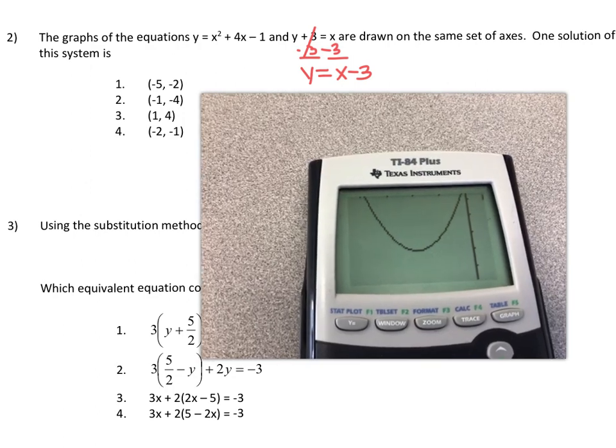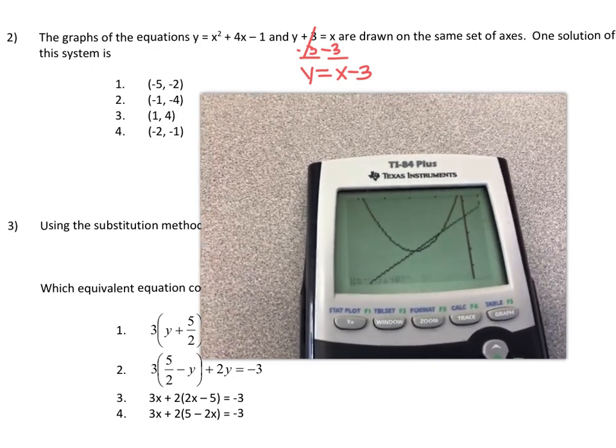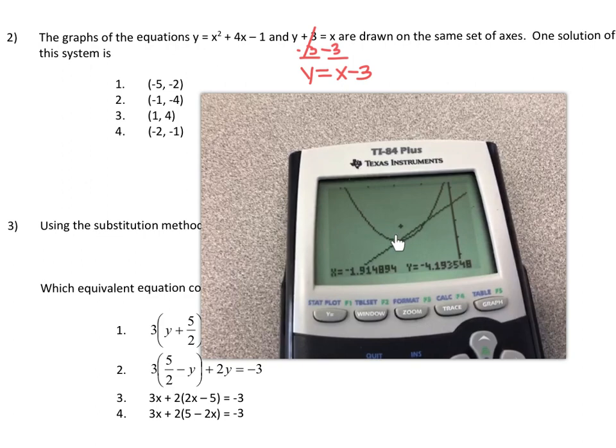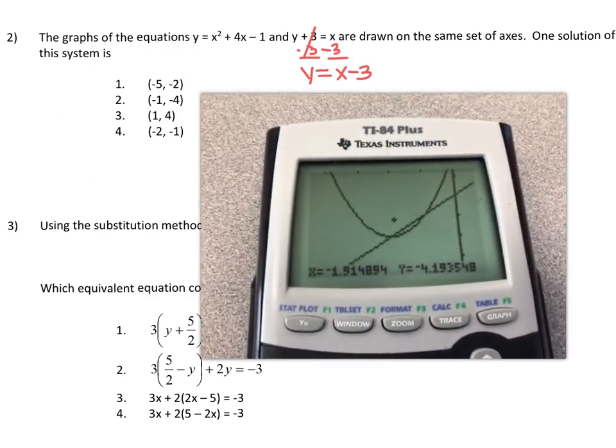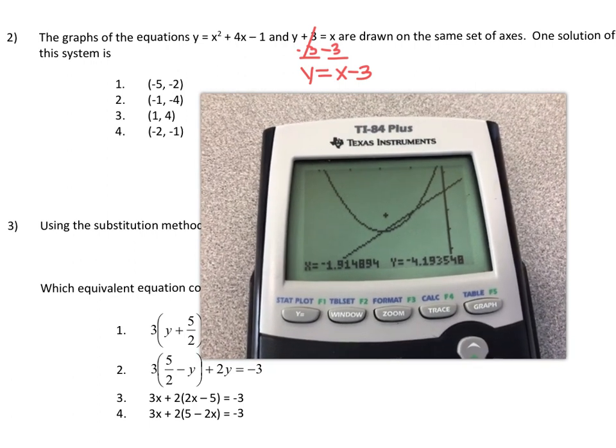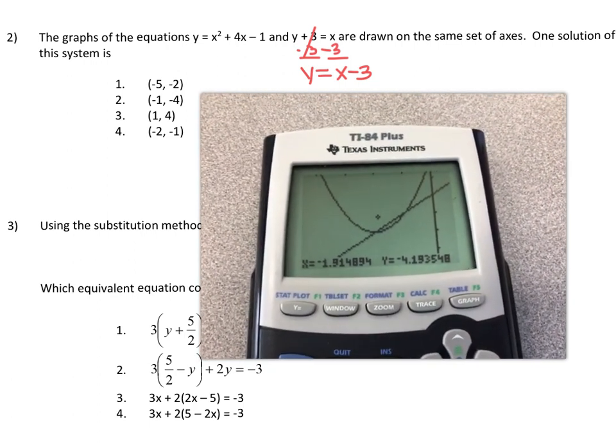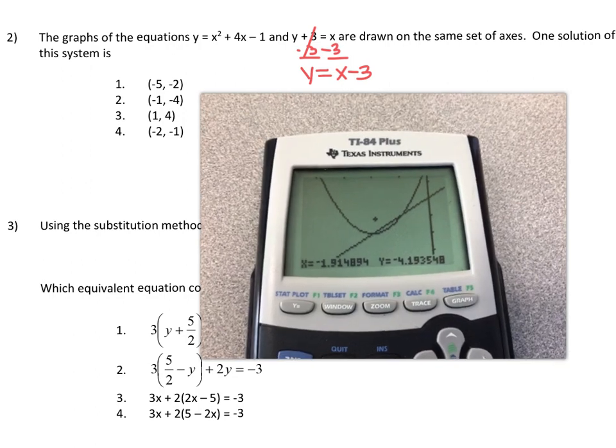And let's see. Yeah, look at that. We have 2 points of intersection. There's one here and one here. Now, it's kind of hard to tell exactly where they are. So your best bet is, well, you could do one of 2 things. You can always go to second, trace, intersect. Okay, so let's do that.